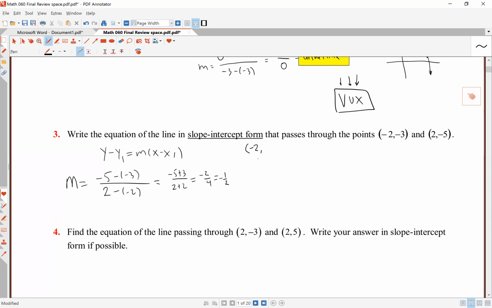So now if I choose the point negative 2, negative 3, and choose that to be x1 and that to be y1, then I'll plug that in there. y minus y1 equals m times x minus x1. That's y plus 3 equals negative 1/2 times x plus 2. So now we want to write it in y equals mx plus b form. And so we distribute the negative 1/2 across, giving us negative 1/2 x, and negative 1/2 times 2 is negative 1. So we subtract 3 from both sides, and we get y equals negative 1/2 x minus 4.